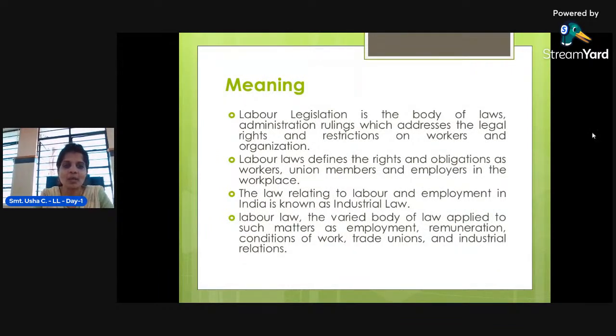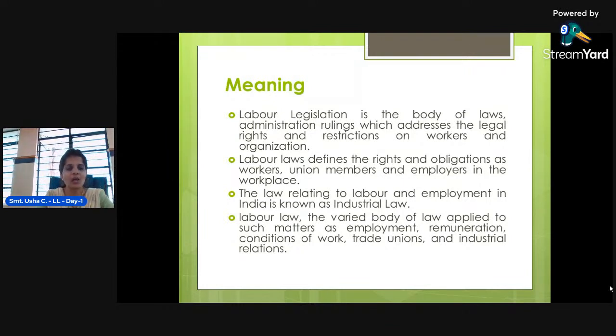So, in a simple sense, labor legislation is the law relating to the labors. Look at the meaning of labor legislation. Labor legislation is a body of law. As I said, it is law. Legislation is a statute, the framework, the set of principles framed by the government to address the problems or the issues, the rights and restrictions of the workers and the organization. This is called labor legislation. And these labor laws define the rights as well as the obligations of the workers and also the union members and the employers during the working hours and also at the workplace.